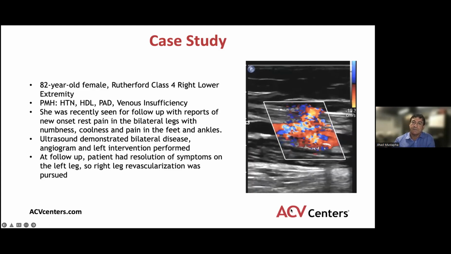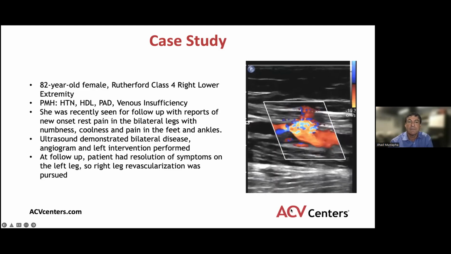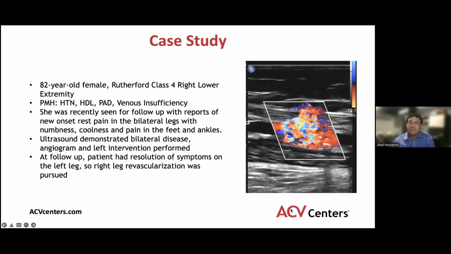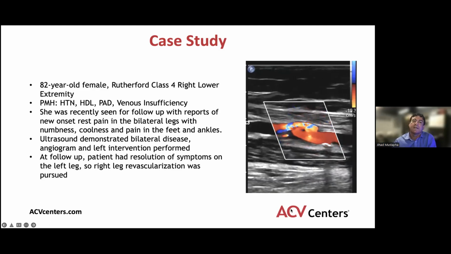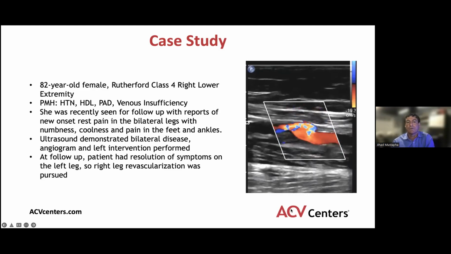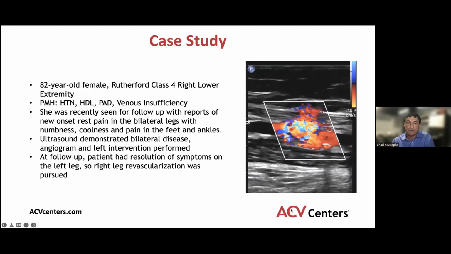So the ultrasound demonstrated bilateral disease, an angiogram and left intervention were performed, and the patient was sent home. Then at follow-up, the patient had resolution of symptoms in the left leg, but now the right leg is symptomatic, so the decision was made to pursue revascularization of the right lower extremity.